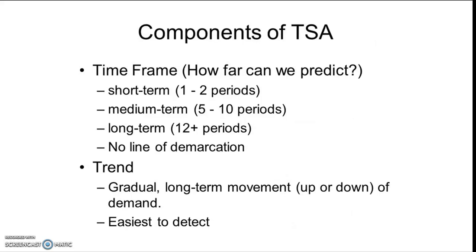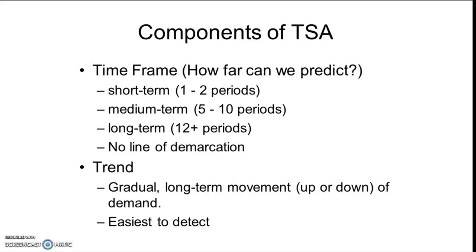Components of time series analysis. The question is, how far can we predict? There is a short term, in which we discuss 1 to 2 periods, and medium term involves 5 to 10 periods, and long term involves 12 plus periods.